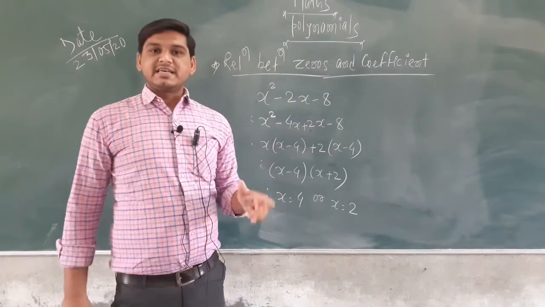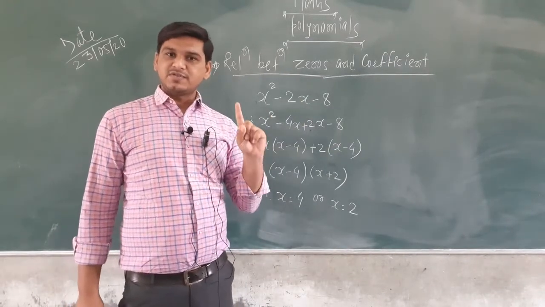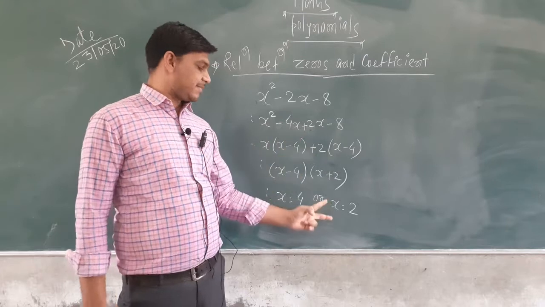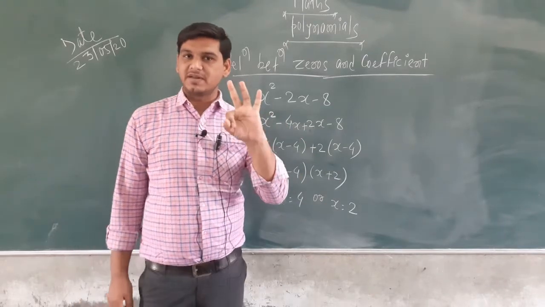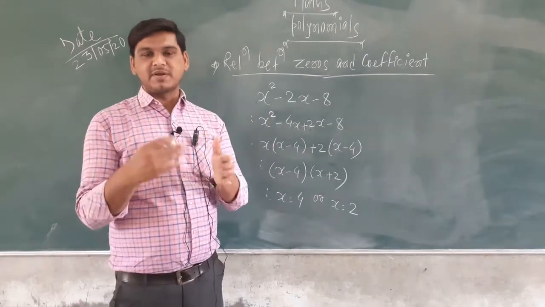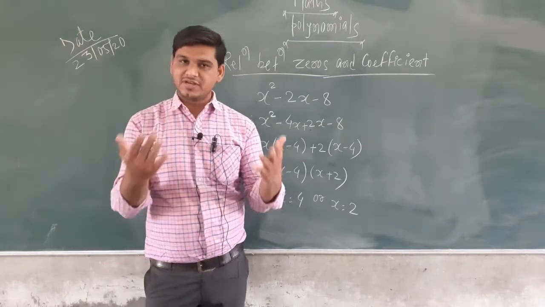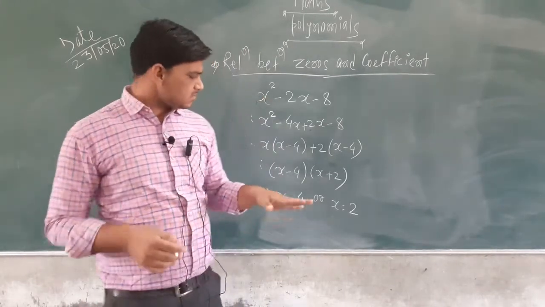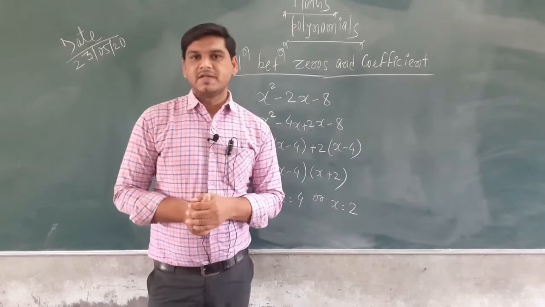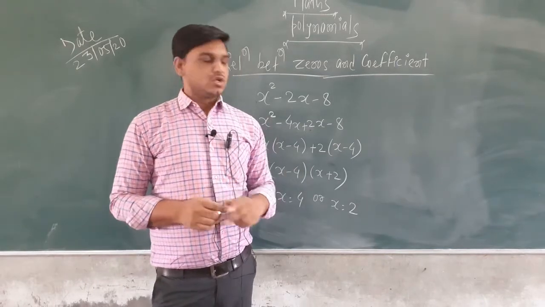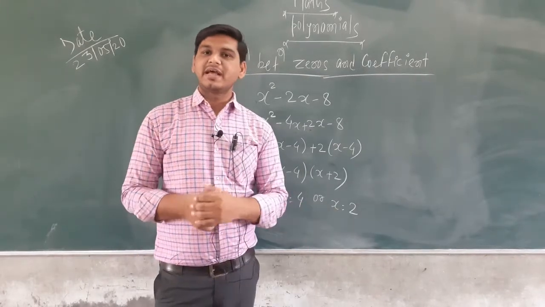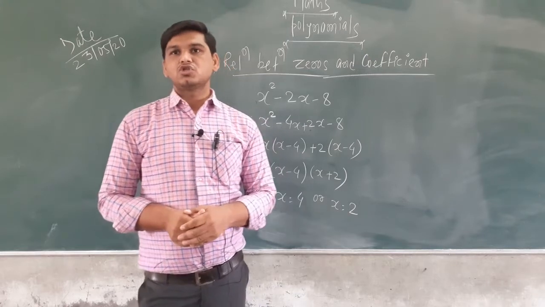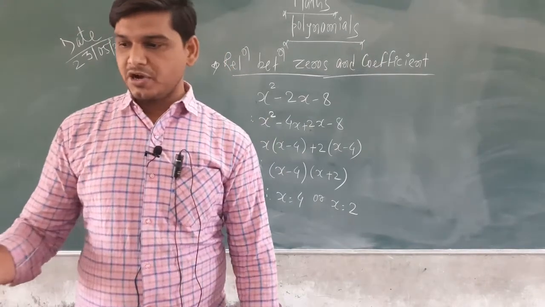We have also discussed that a linear equation has 1 zero, a quadratic equation has 2 zeros, while a cubic equation has 3 zeros, that is alpha, beta, gamma, which we discussed in the previous class. That is called the zeros of a polynomial. So x equals 4 and x equals minus 2 are called the two zeros of the polynomial.